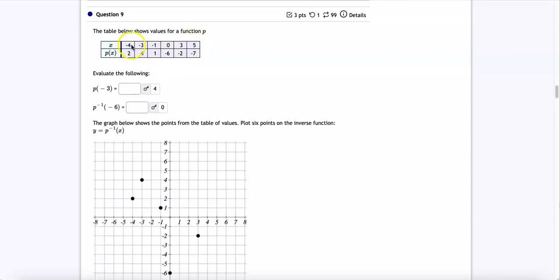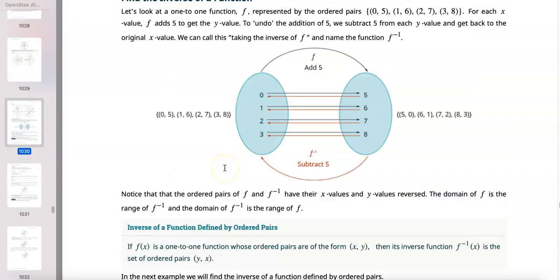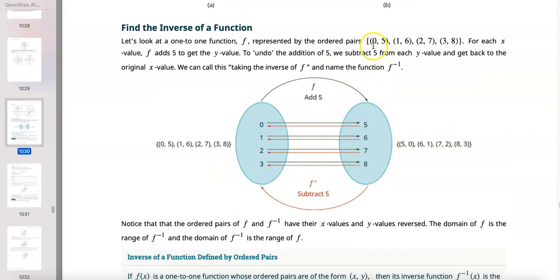You'll see that -4 corresponds to 2, -3 corresponds to 4, -1 corresponds to 1. And then in this example over here in the textbook, we have the same situation. We have ordered pairs. 0 corresponds to 5, 1 corresponds to 6, 2 corresponds to 7, 3 corresponds to 8. And the textbook has represented this particular set of ordered pairs through what's called a mapping diagram.